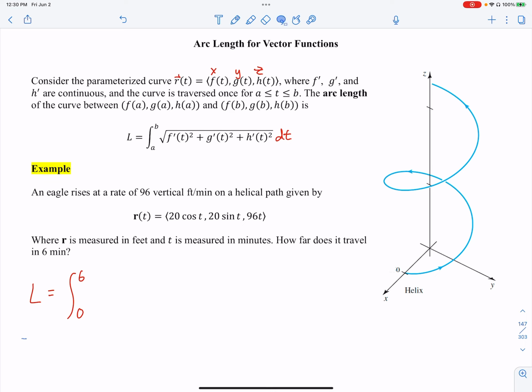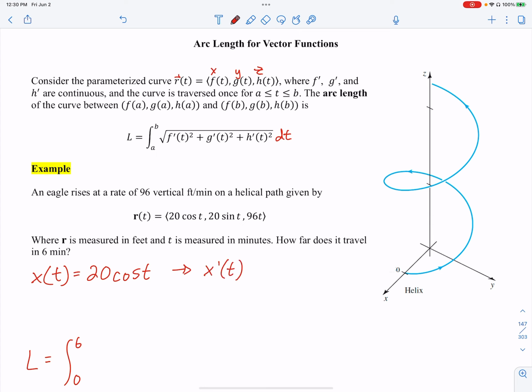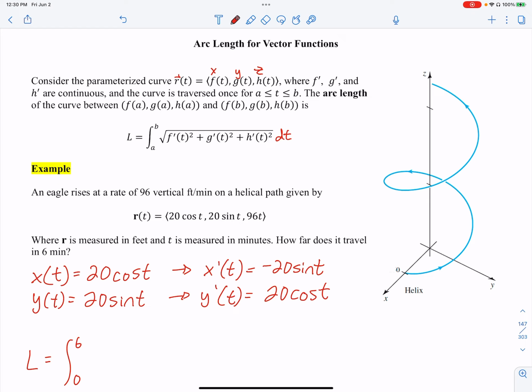Let's actually find each part first. I have f of t, or x of t. Actually, I'm going to use x. If you want to rewrite your formula using x to stick with what we've been doing, please do so. If not, it's all arbitrary. You can use whatever you want. So I'm going to find x prime. X prime is equal to negative 20 sine t. Y of t is equal to 20 sine of t, which means y prime of t is equal to 20 cosine t.